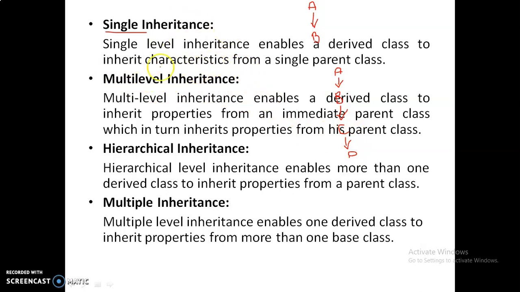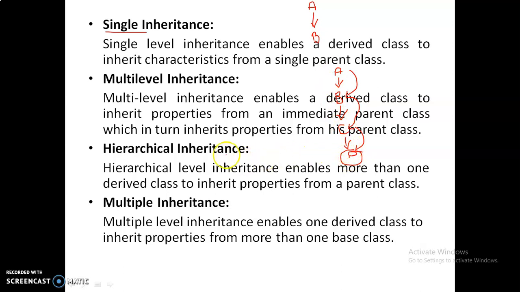In this, class A properties are inherited to all the child classes. That is, class A properties are inherited to class B, and class B properties are inherited to class C, and class C properties are inherited to class D. That is nothing but now the D class can use all the properties of A, B, C classes.